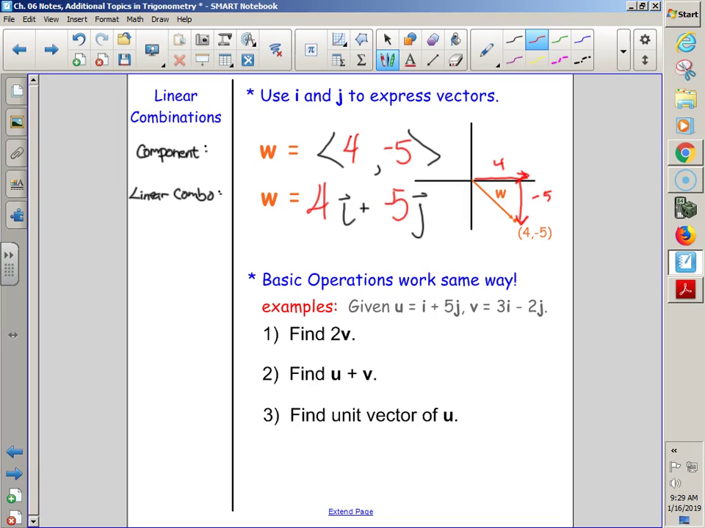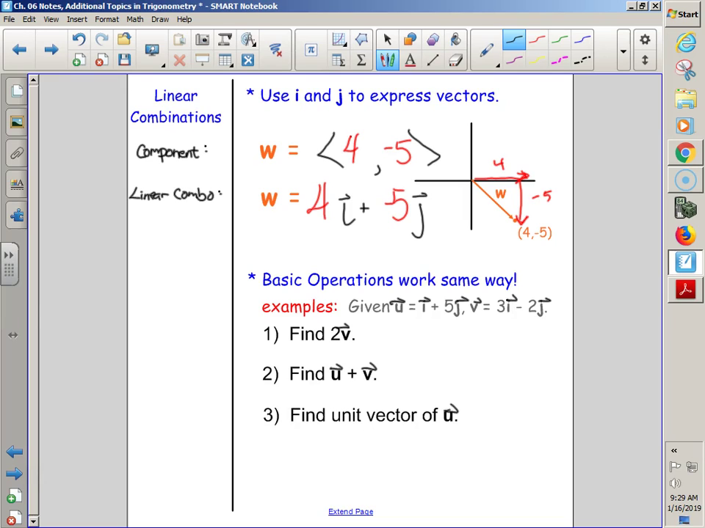Basic operations work the same way. So what do you do? 2 times vector v. Pause. Are you putting little arrows? Vector u gets 1. Vector i gets 1. Vector j gets 1. Vector v gets 1. i gets 1. j gets 1. 2 vector v. Vector v. Vector u. Sorry, vector u. Vector v.